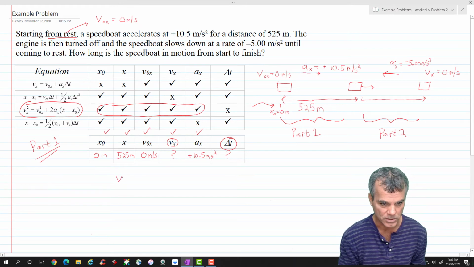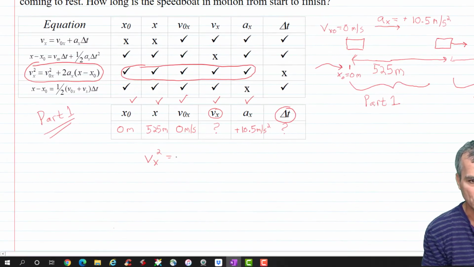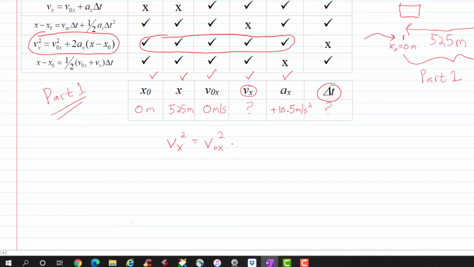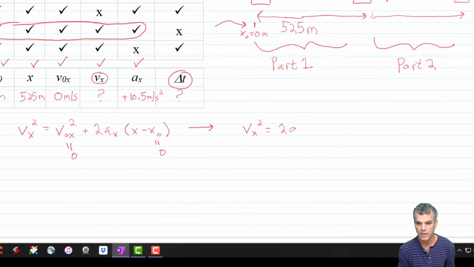So I'm going to write this equation to start with. vx squared equals v naught x squared plus 2ax times (x minus x naught). Now we want to solve algebraically for the unknown quantity. My preference is to plug in any values that are 0 first, just to make the algebra a little bit easier. So we know the initial velocity was 0. We defined our initial position to be 0. So this equation reduces to vx squared equals 2ax times my final position x.